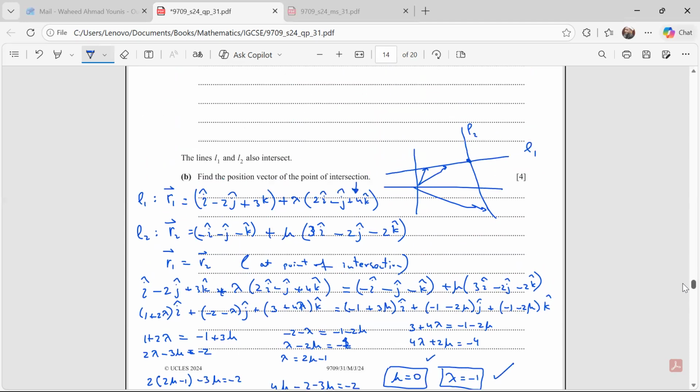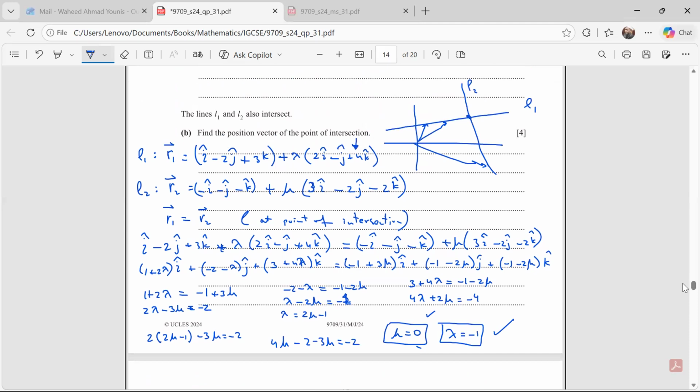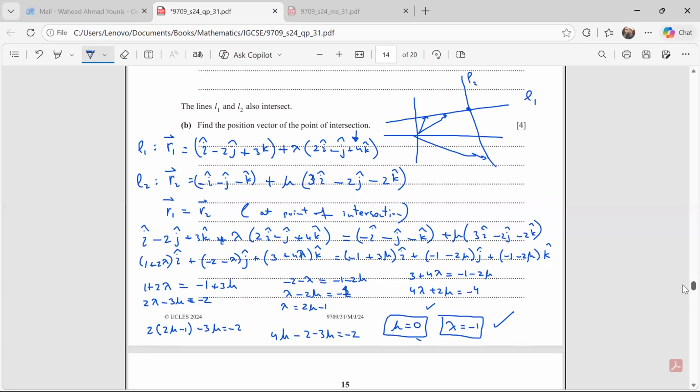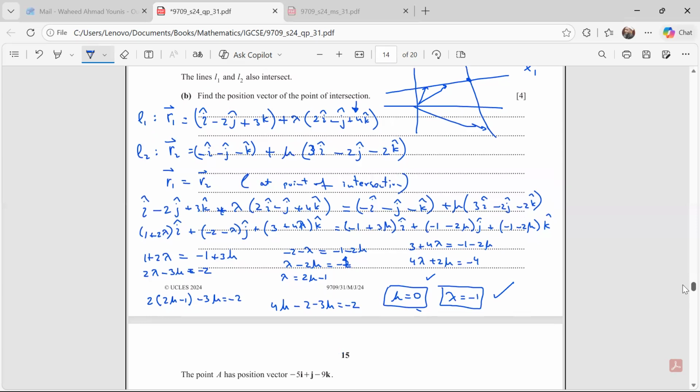But do we need to find the position vector of the point of intersection? If I substitute these values, mu equal to 0 and lambda equal to minus 1, in either r1 or r2, it will give me the point of intersection. That's going to be the same, so I can use any one of them. Let me use the first equation, and I put mu equal to 0, so that'll be easier.